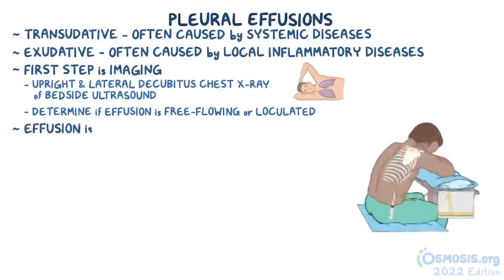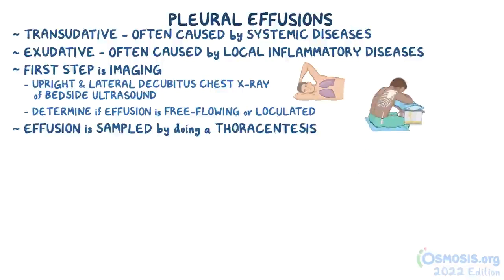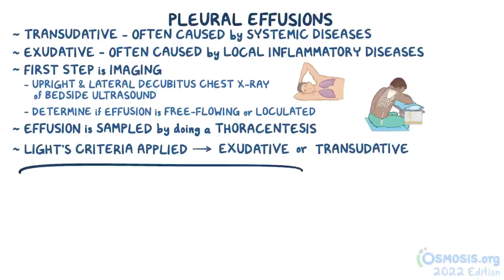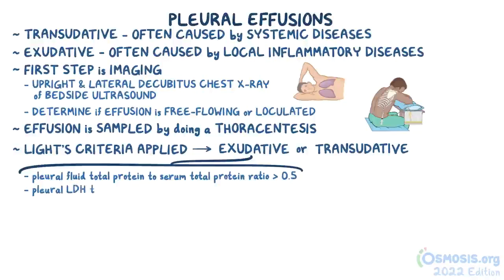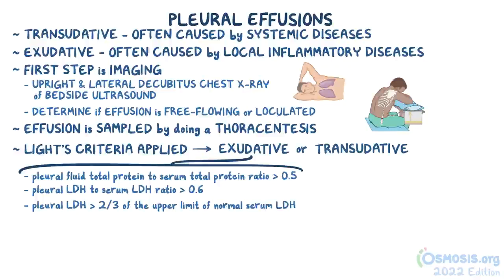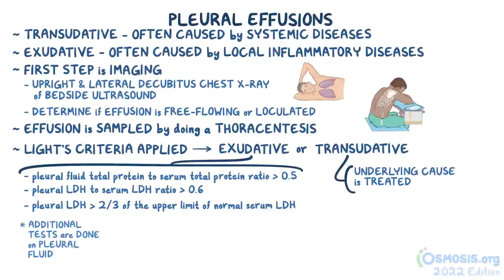After that, the effusion is sampled by doing a thoracentesis, and the Light's criteria are applied to determine if it's transudative or exudative. An effusion is exudative if any one of the following apply: a pleural fluid total protein to serum total protein ratio more than 0.5, a pleural lactate dehydrogenase, or LDH, to serum LDH ratio more than 0.6, or a pleural fluid LDH more than 2/3 of the upper limit of normal serum LDH. If transudative, then the underlying cause is treated. If exudative, additional tests are done on the pleural fluid depending on the suspected cause.